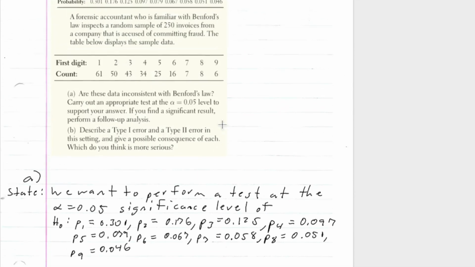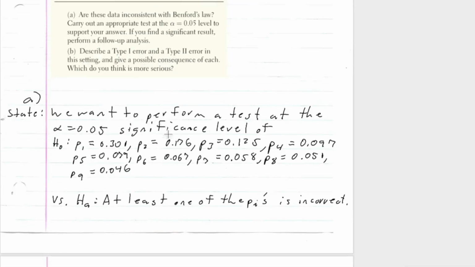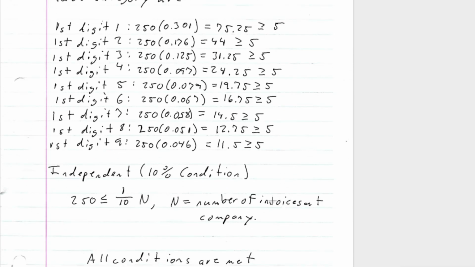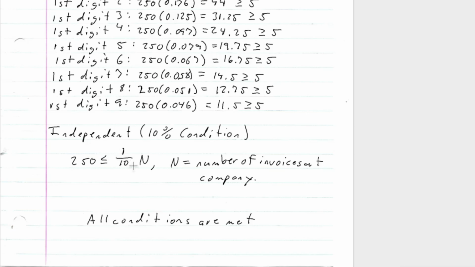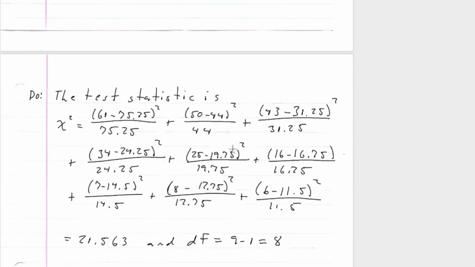The observed count for the first digit being 4 is 34, and the expected is 24.25. So that's a discrepancy of almost 10 counts. The first digit being 5 is 19.75, and so on. For the independence condition, or the 10% condition, 250 is less than or equal to 1/10 of n, where n is the number of invoices at the company. I think it's safe to say that this is satisfied. So all the conditions are met. Let's go ahead and do the chi-squared statistic.